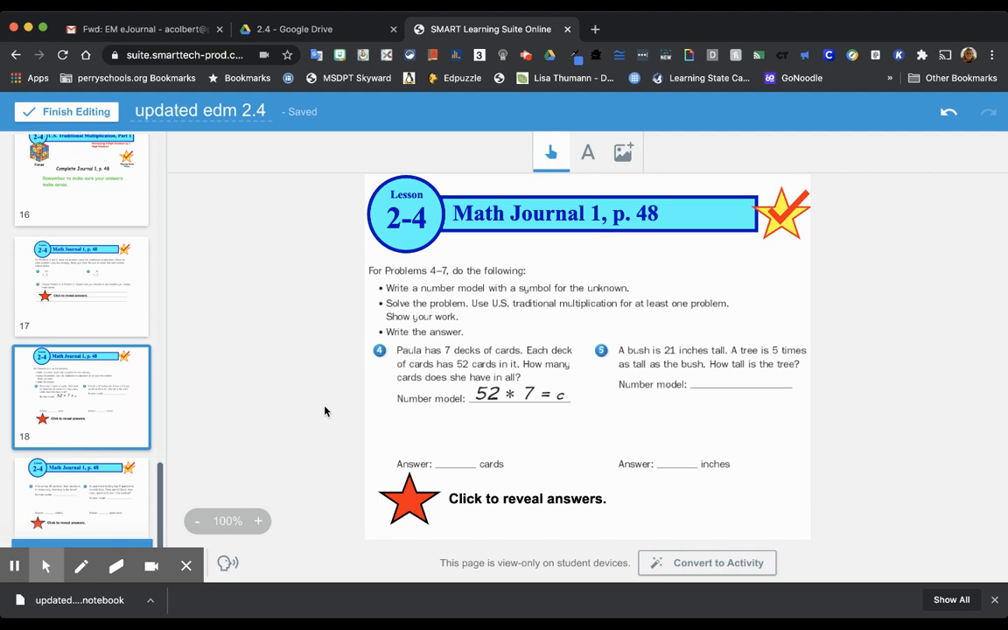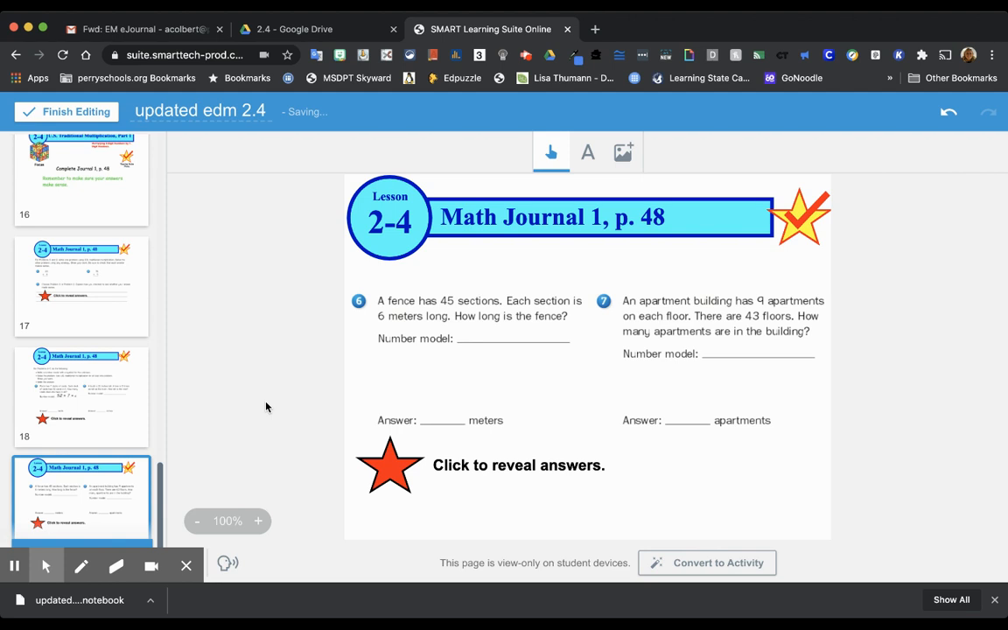Paula has 7 decks of cards. Each deck of cards has 52 cards in it. How many cards does she have in all? So you see the model they gave you here is 52 times 7 equals C. 5, a bush is 21 inches tall. A tree is 5 times as tall as the bush. How tall is the tree?